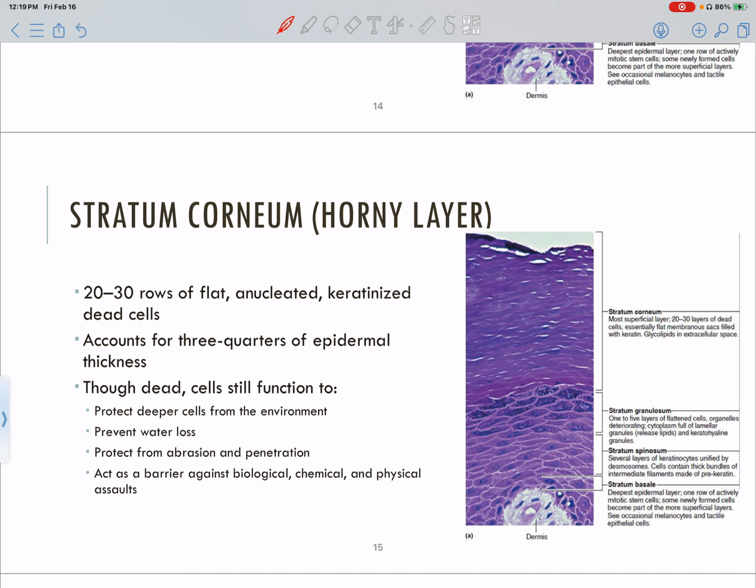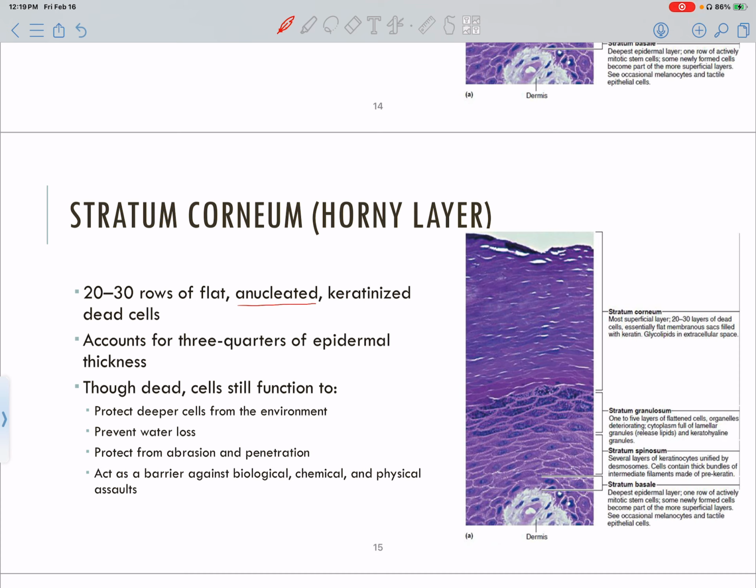The most superficial layer and the thickest layer that we have in our epidermis is the stratum corneum. It's about 20 to 30 rows of flat, anucleated cells. So as the cells die, they lose their nucleus, but we still retain the keratin. So we have keratinized dead cells. It's about 75% of the entire thickness of our epidermis.